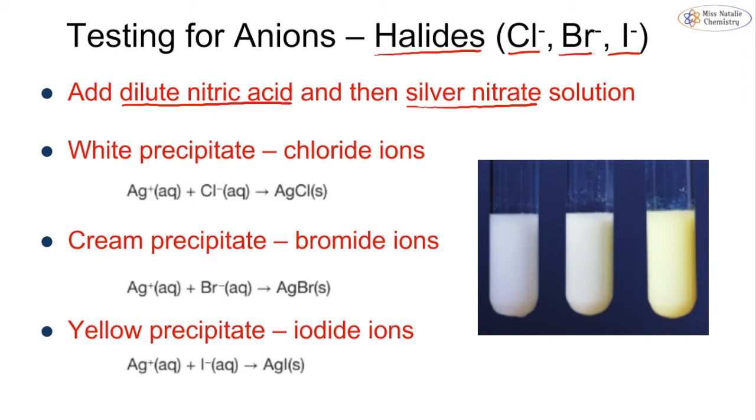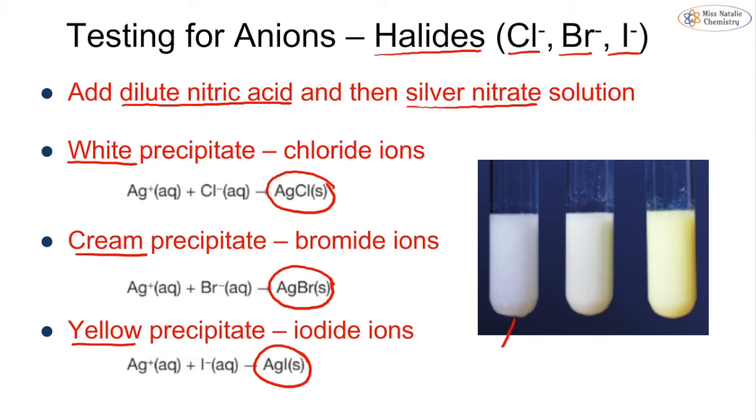And we have 3 different colours that will form depending on which ion we have present. So if we have chloride ions, they will react with the silver to form silver chloride, and that is white in colour. If we have bromide ions, they will form silver bromide, and that is cream in colour. And if we have iodide, it will form silver iodide, and we get this yellow precipitate. So this is a precipitate of silver chloride, this one is silver bromide, and this one is silver iodide.